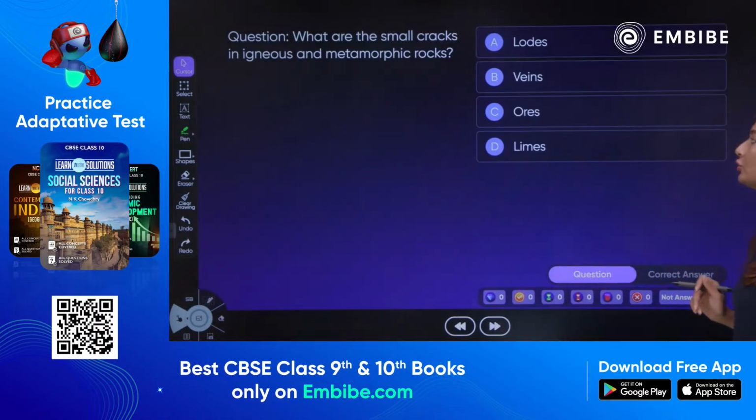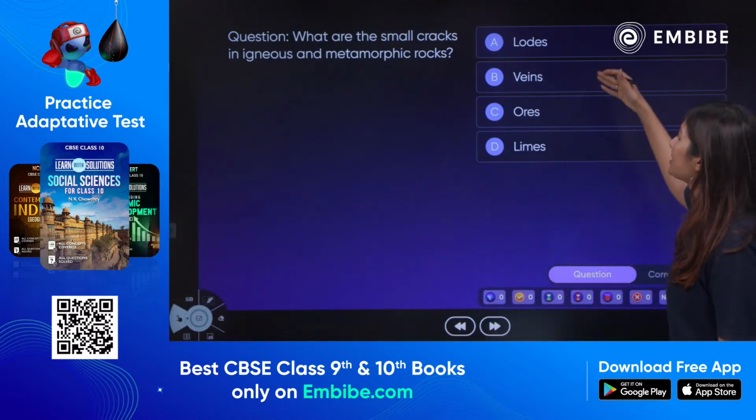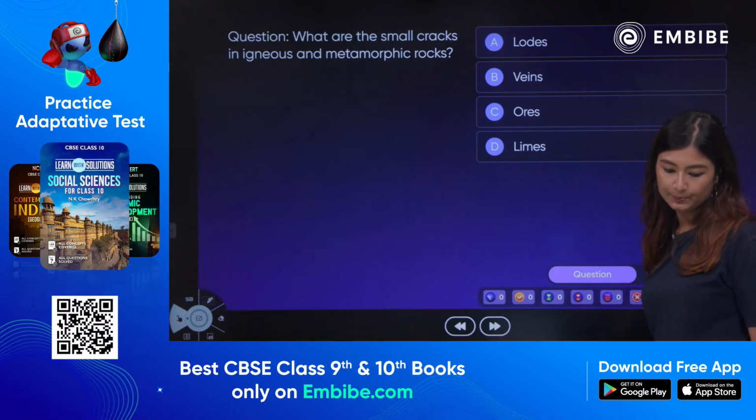ठीक है. तो द नेक्स्ट क्वेश्चन इज, what are the small cracks in igneous and metamorphic rocks referred to? Wherein small cracks in small amount you find the minerals, what is it referred to as? Lodes, veins, ores or limes?